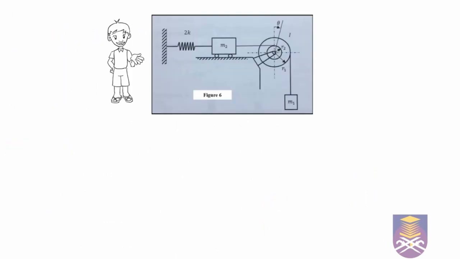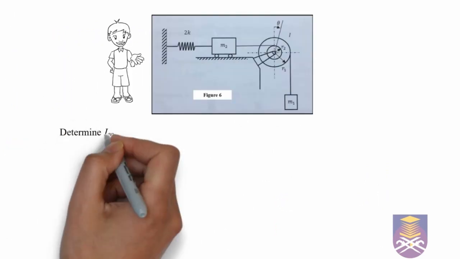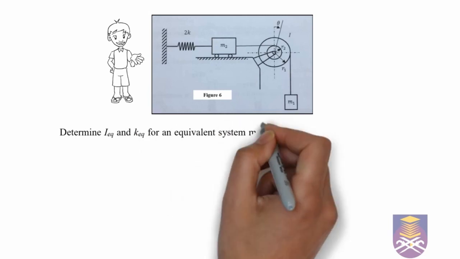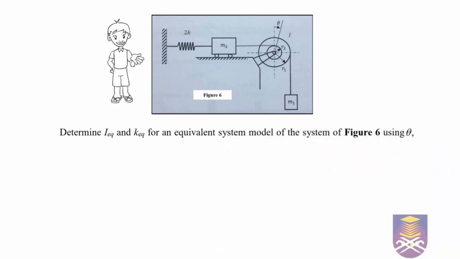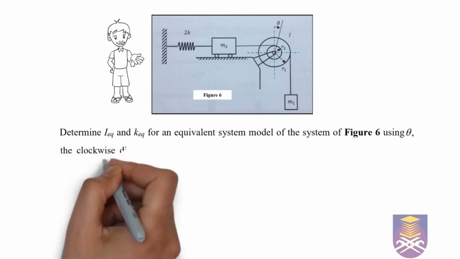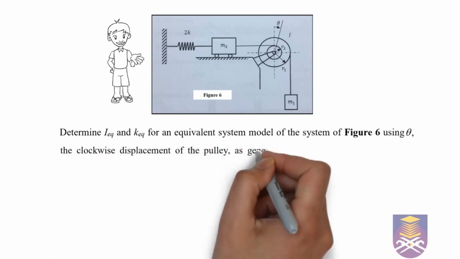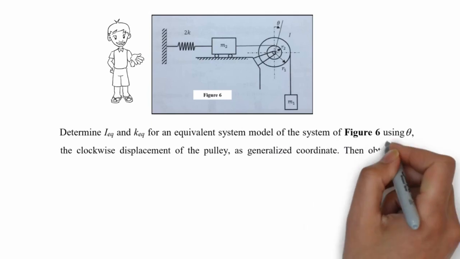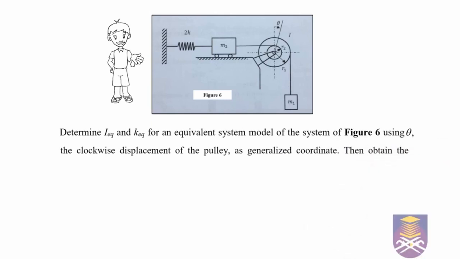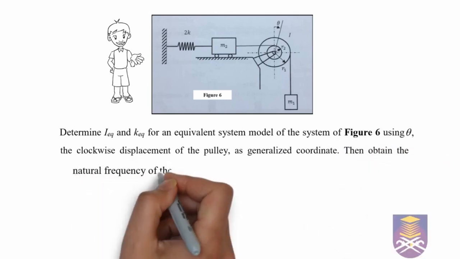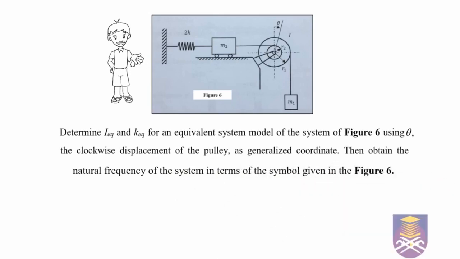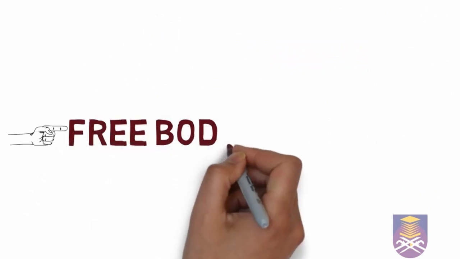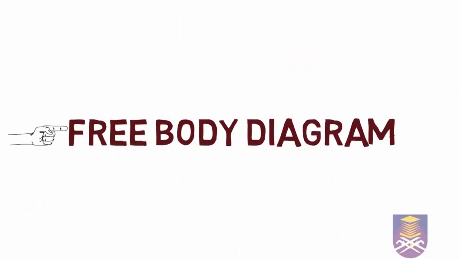So the next question involves chapter 2. Given is the figure 6. So the question is asking for I equivalent and K equivalent of the system, and also we need to obtain the natural frequency of the system. As usual, first we must construct the free body diagram of the system.